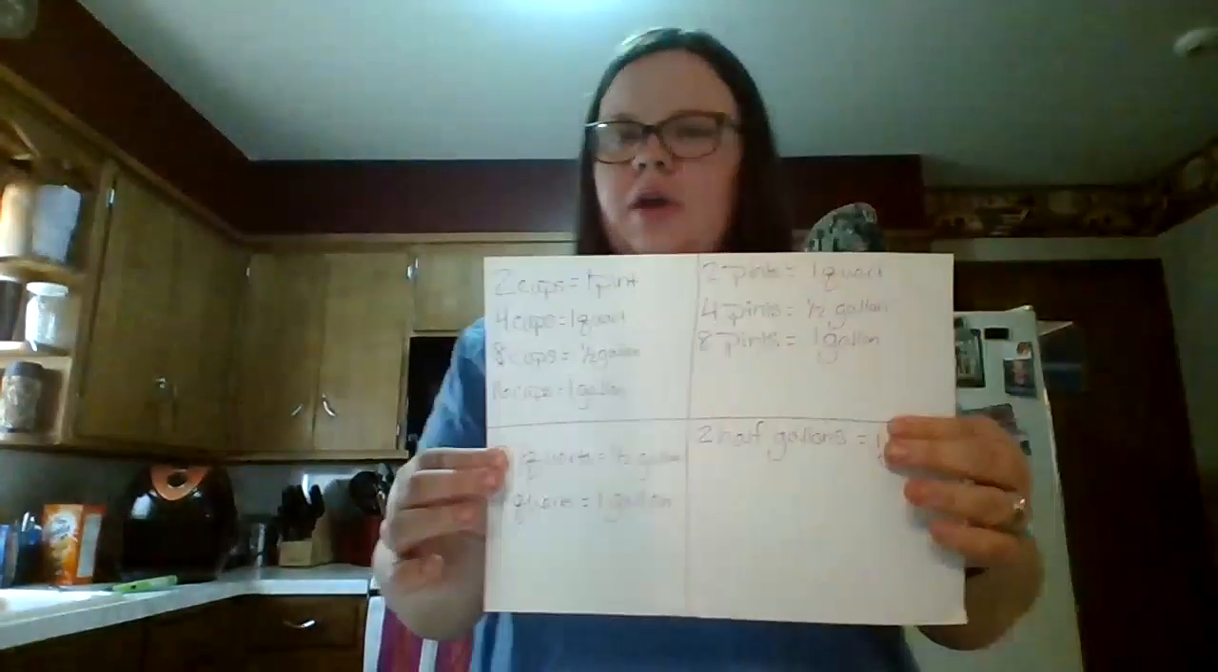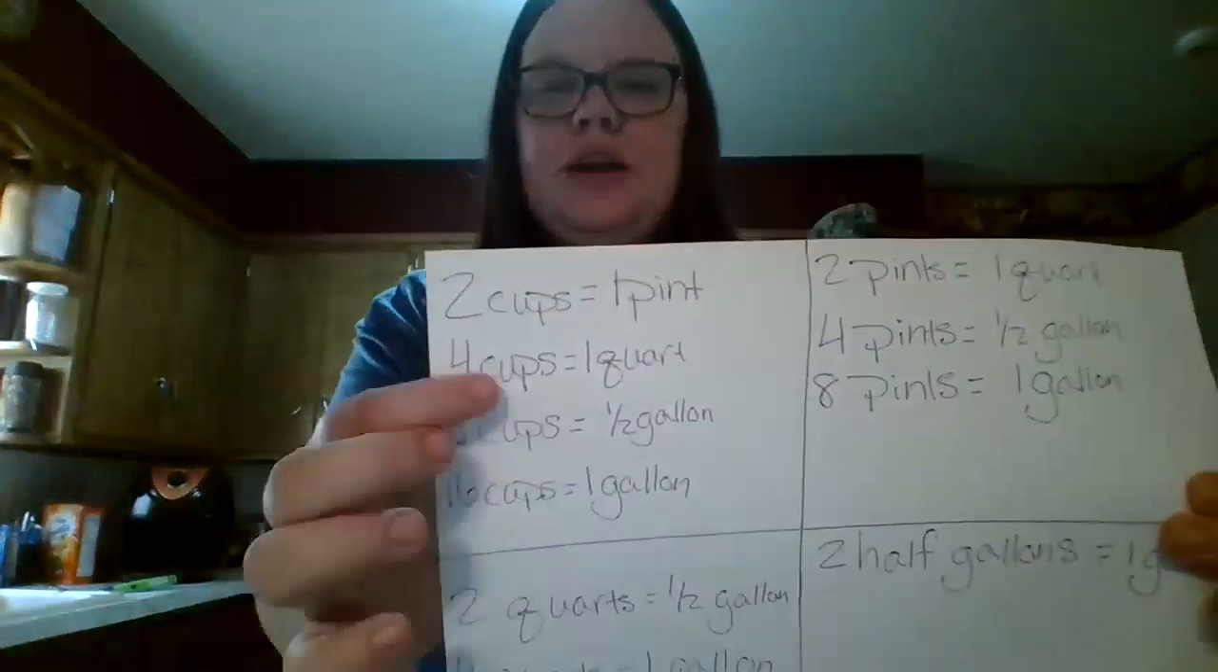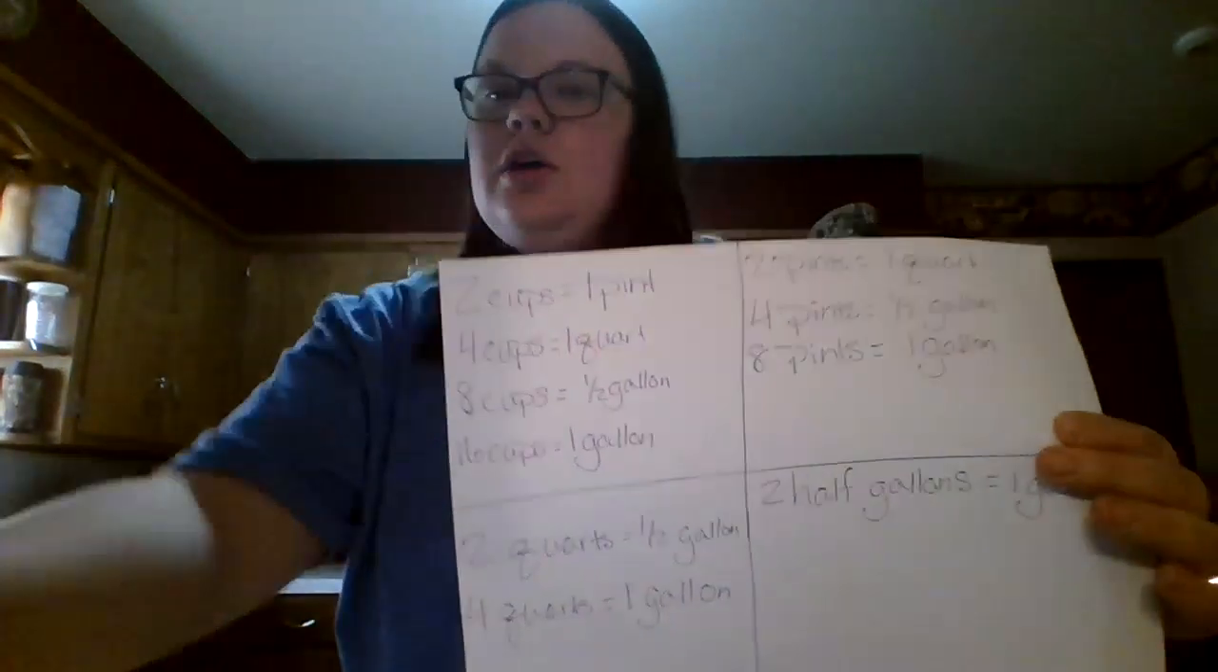So now we're going to do some comparing of these. So I have a thing right here, and we're going to do each box one at a time. So the first box we're going to do is right up here. So you're going to take a cup, and to fill up a pint, you're going to need two cups to fill up a pint. So 2 cups make a pint.